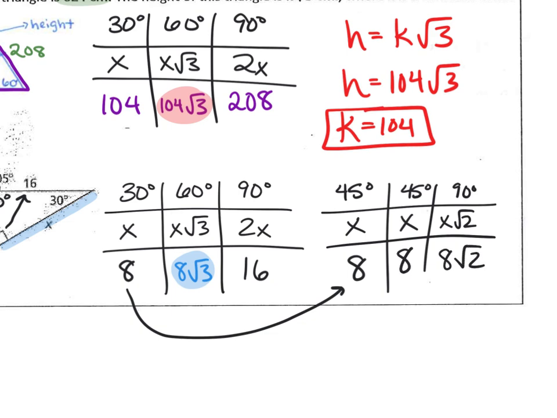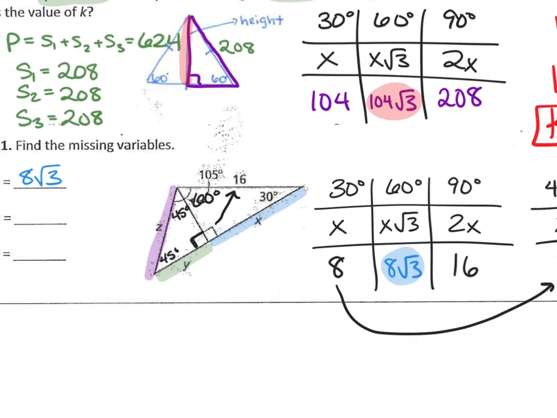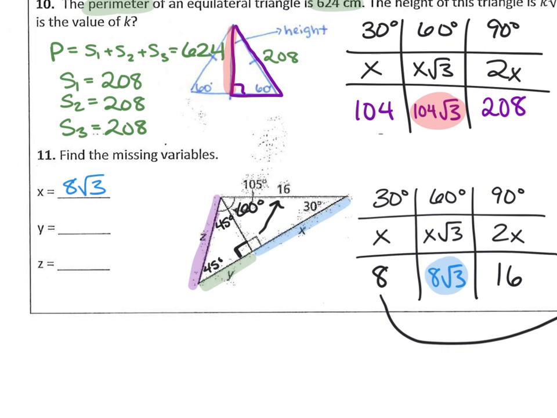Okay, now let's just answer the questions. We've got our tic-tac-toe boards. The letter Y is across from a 45, which means the letter Y is how much? 8. The letter Z is across from a 90. So how much is letter Z? There we go. We know how to answer this question. So Y was 8 and Z was 8 square root of 2.